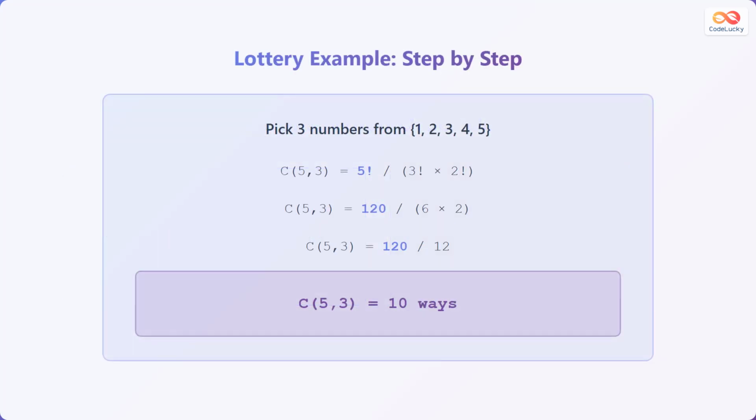Let's look at the lottery example step by step. We want to pick 3 numbers from the set 1, 2, 3, 4, and 5. Using the combination formula, C(5, 3) = 5! / (3! times 2!), which simplifies to 120 divided by 6 times 2, which is 120 divided by 12. The final answer is 10 ways to pick the numbers.